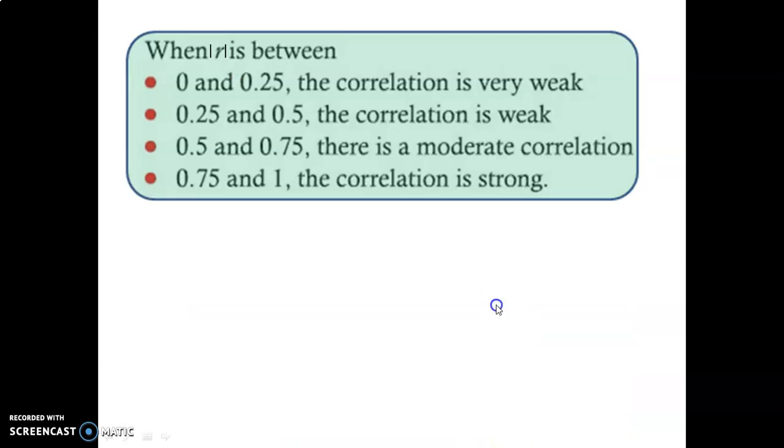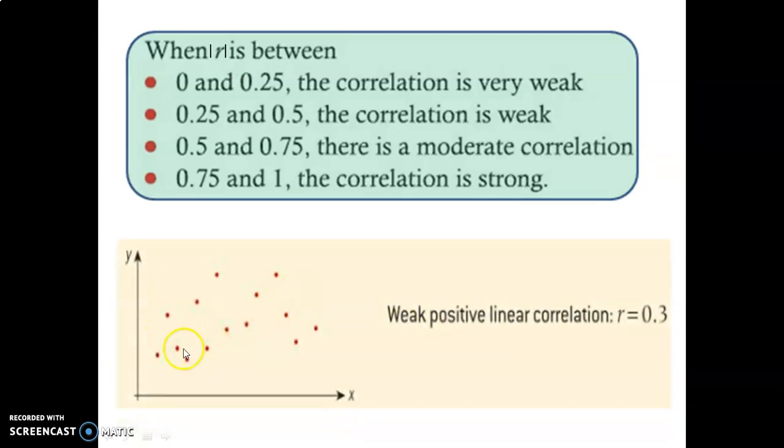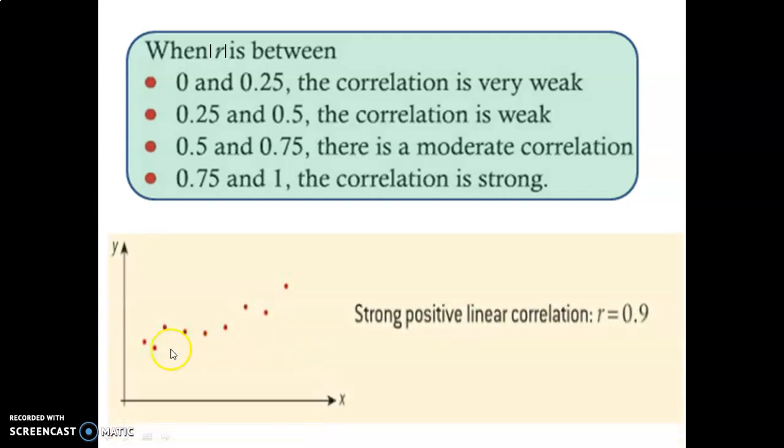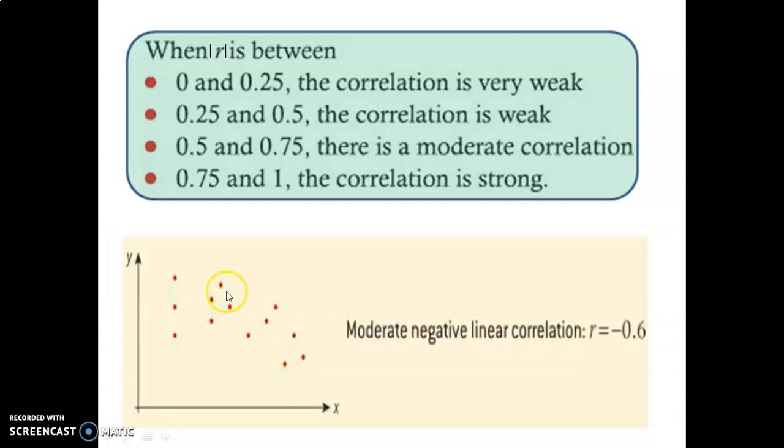Let's take a look at a few examples. Here's one, weak positive. It has an R value of 0.3. Here's another, strong positive. The R value of that scatter data is 0.9. Here's moderate negative, R value of -0.6, so moderate.